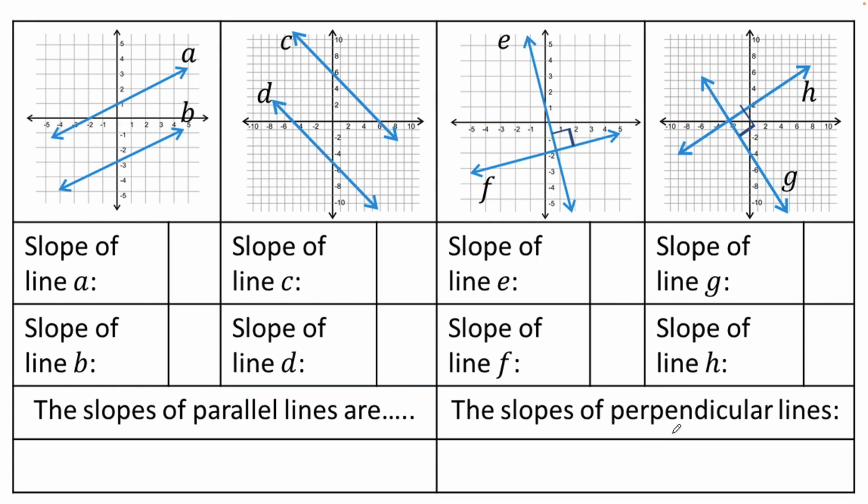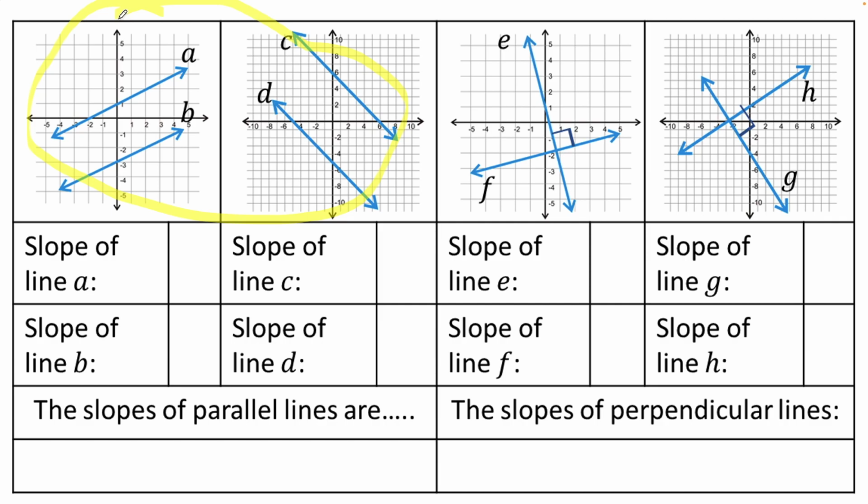Now we're going to compare the slopes of parallel lines and the slopes of perpendicular lines. Well, we've learned about parallel lines before. These are all parallel lines here. See this? Parallel lines are lines that are going in the same direction, they're in the same plane, and they're never going to cross.